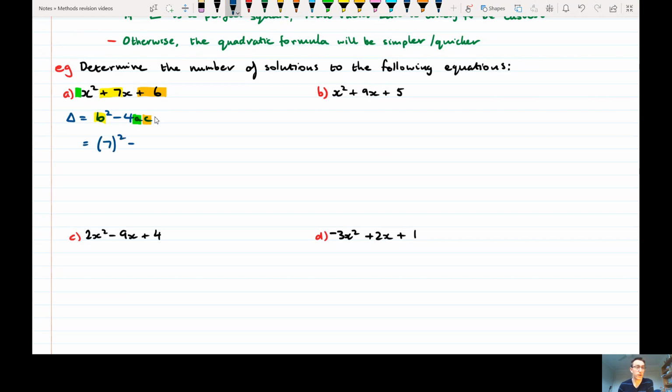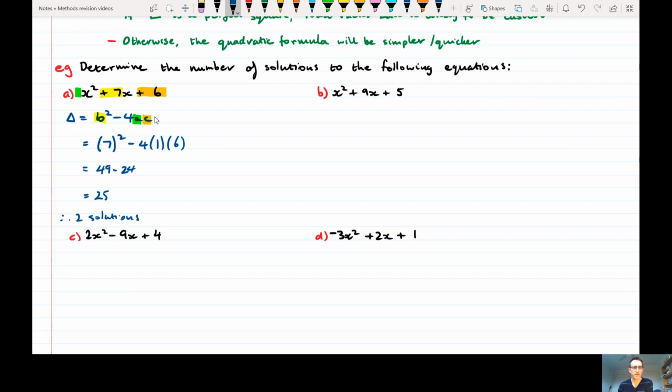I'll put brackets. It's important because if you have a negative and you square it, you'll get a positive result. There's nothing written in front of the x squared, so it must be a 1. We have 6. So you get 49. 4 times 1 is 4, times by 6 is 24, and you end up with a 25. So that is greater than 0, therefore you have 2 solutions.